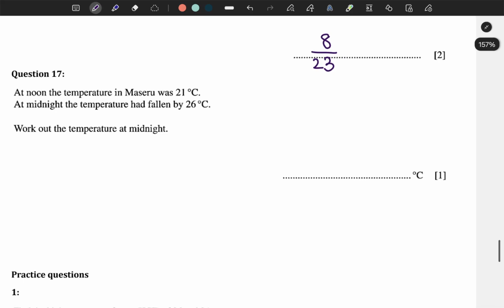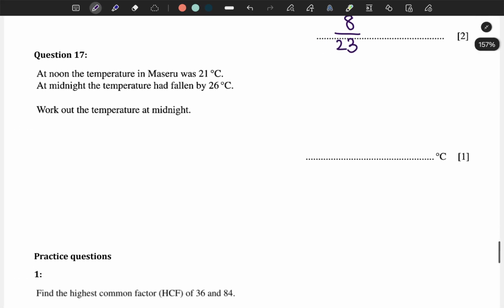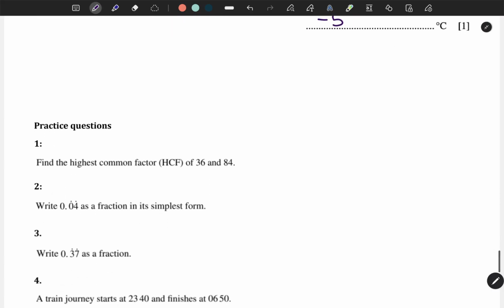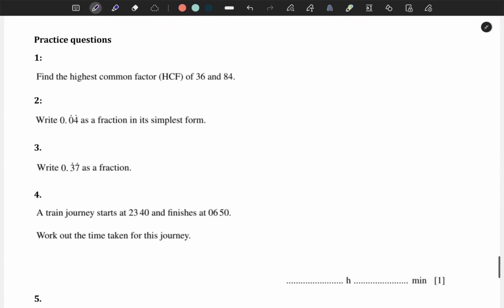Next type of questions are very easy. At noon, the temperature is 21. At midnight, it has fallen by 26 degrees. Now, what would be the temperature at midnight? If you look at this fall, it has fallen by 26 and we would get minus 5 degrees Celsius.